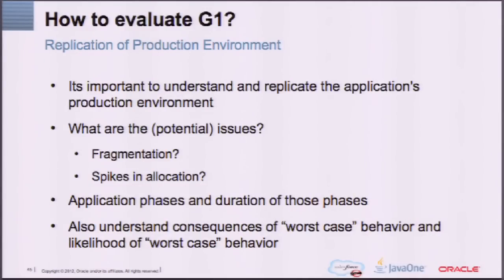So again, evaluating G1, replication of the production environment is very important. It's important to understand what environment you're working with, what the issues are: fragmentation, spikes in allocation. Are you replicating those issues? You need to know the phases and how long those phases run in your production environment. And also the worst case behavior, and the frequency or likelihood of the worst case behavior. You need to understand all that, and make sure that your benchmarking captures all of it.